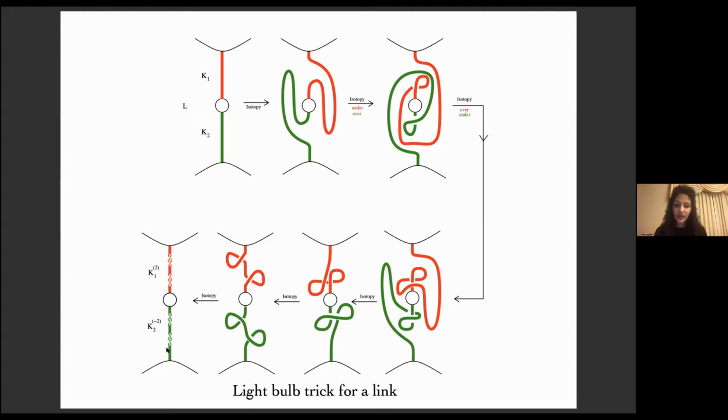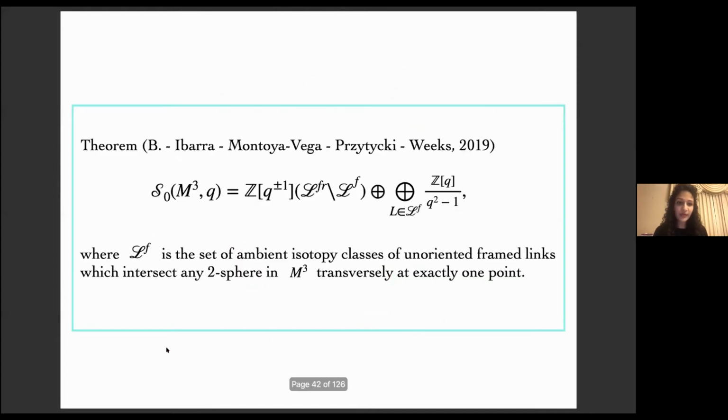So this theorem was the key result needed to prove the following result for framing Skein modules. And the result is that the framing Skein module detects the presence of non-separating two spheres by way of torsion. And in particular, it satisfies this formula. This is the torsion part. And we take the direct sum over all unoriented framed links which intersect the non-separating two sphere transversely at exactly 1 point. So the framing Skein module is another Skein module which says something about the geometry and topology of the three manifold. In particular, it tells you whether the manifold has non-separating two spheres embedded in it or not.